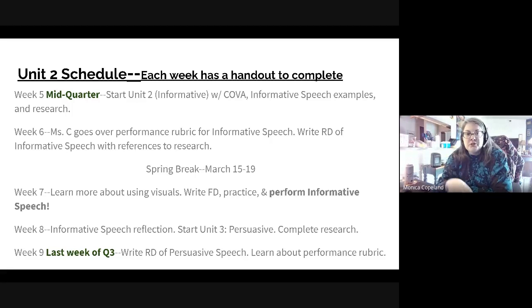Here's what our schedule looks like. This week, mid-quarter, doing the stuff I just talked about. Next week, I'm going to go over the rubric, what you can expect for grading this speech, and you're going to write the rough draft of your informative speech with references to the research you'll do this week.